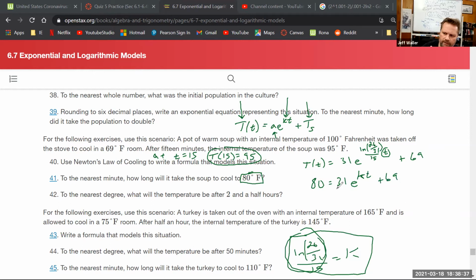I subtract 69 and get 11, divide by 31, take the natural log, and then divide by K. So this would be an exciting thing. Let me see if you guys can plug this into your calculator. Sorry, I'm laughing so evilly. I love it.